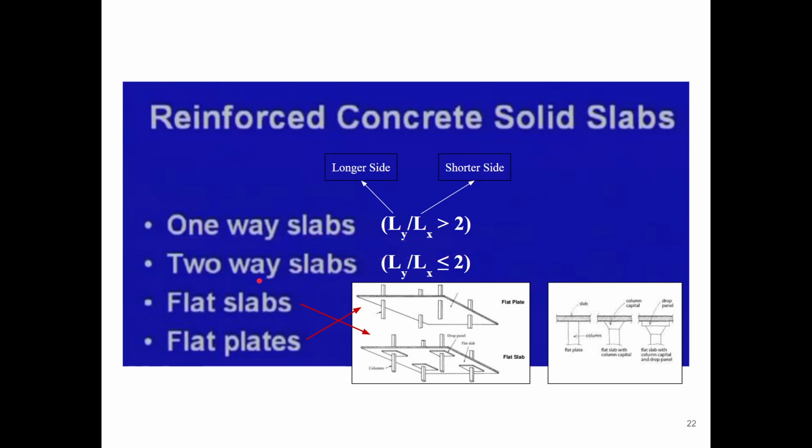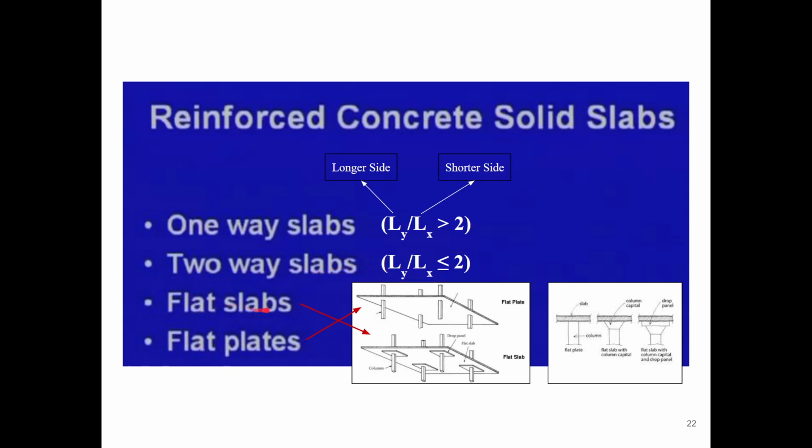But if the ratio of Ly by Lx is less than or equal to 2, say for example the slab has a dimension of 10 by 5 meter, or 6 by 5 meter. So Ly will be 10 or 6, whereas Lx will be 5, okay. So 10 by 5 is 2, so it is equal to 2, so it is a two way slab. Again 6 by 5 will be 1.2, so that is also less than 2, so it will again be a two way slab, okay.